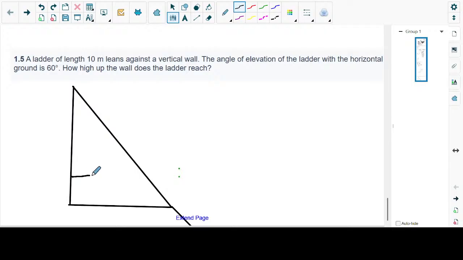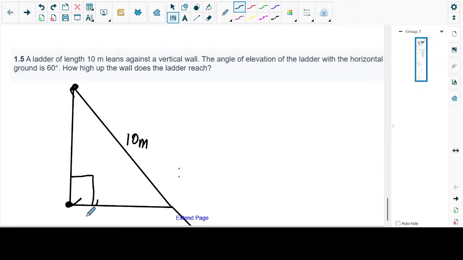So we have the vertical and horizontal meeting each other, with 90 degrees there, and then our ladder. How long is the ladder? The ladder is 10 meters. And the angle of elevation is 60. So we are looking for the height of the wall, how high up the wall the ladder reaches for this distance. So we're going to mark what we are looking for.